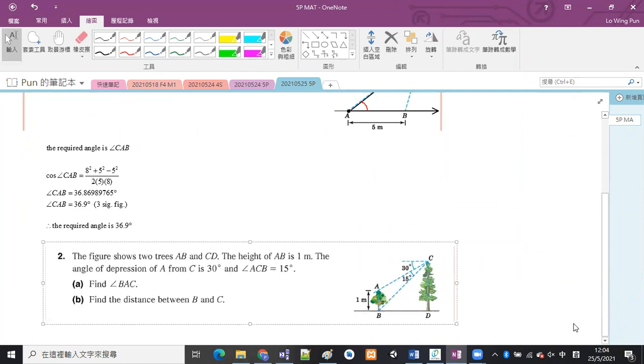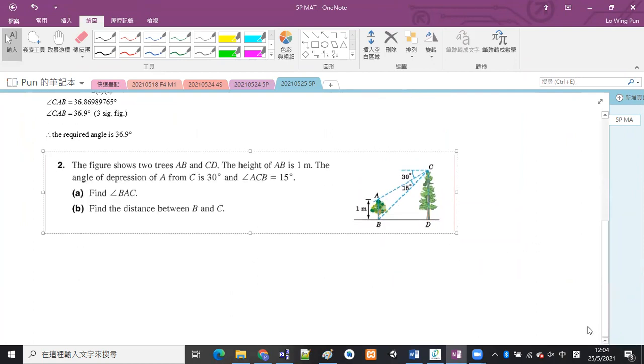The figure shows 2 trees, AB and CB. The height of AB is 1 meter. The angle of depression of A from C is 30 degrees. And angle ACB is 15 degrees. Find angle BAC.